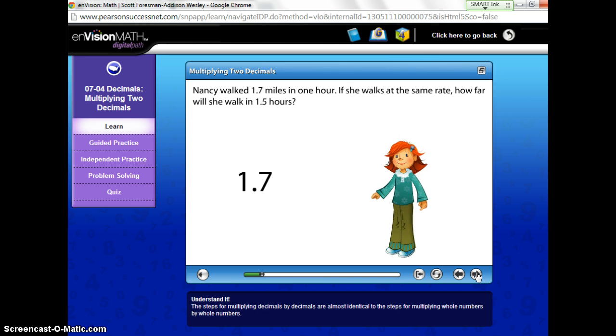Nancy walked 1.7 miles in an hour. That's 1 7/10 of a mile. Now if she walks at the same rate, how far is she going to walk in 1.5 hours? Or that's 1 5/10 of an hour. Well, what operation are we going to use to find out how much she'll walk? Multiplication. That's right, we're going to multiply. Now, would we multiply horizontally like this? No, that's pretty tough, isn't it?